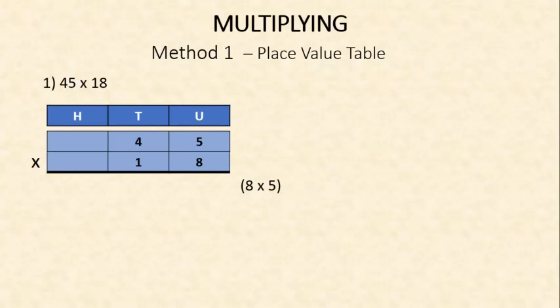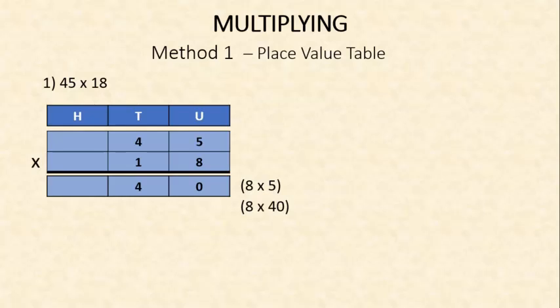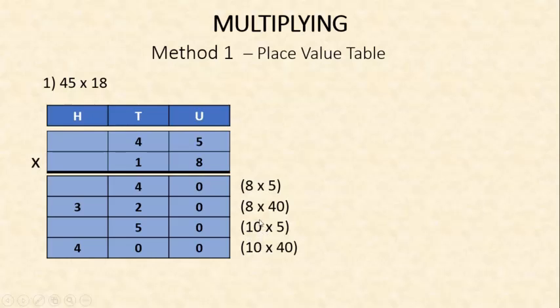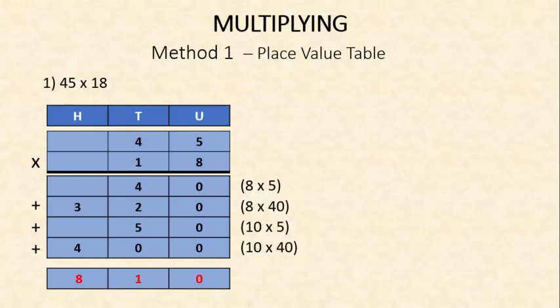We will now multiply 5 times 8, which gives us 40. Then we say 40 times 8, which is 320. Place each number in its column. 5 times 10 is 50, and 40 times 10 is 400. So do you see that we take our unit value and multiply by the number on top, and then we take our tens value and multiply by each number on top. So our final answer, if we add all those together, is 810.